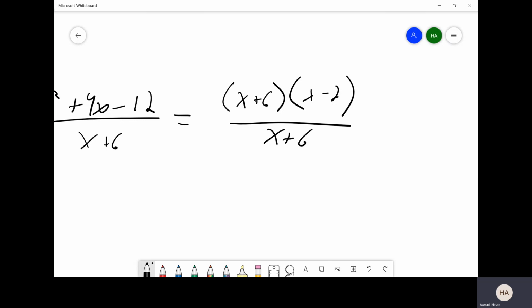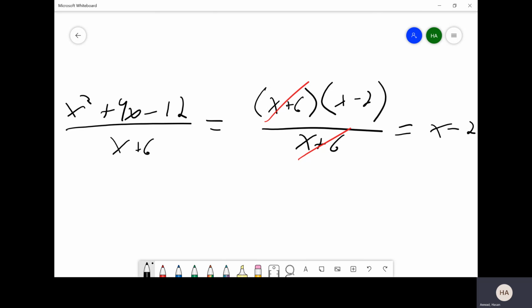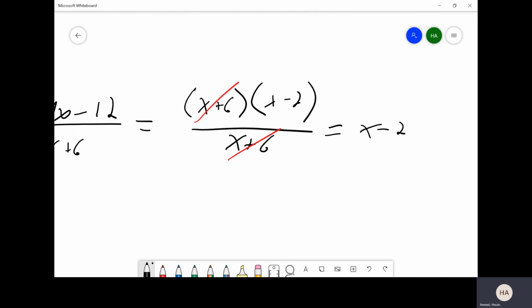And since we're now factored, since I have something times something up top divided by something else, well, we can just cancel the terms that are similar, right? So x plus 6, those go away, and we are just left with x minus 2. So what this tells you is when you take x squared plus 4x minus 12 and you divide it by x plus 6, you get x minus 2 as a result.